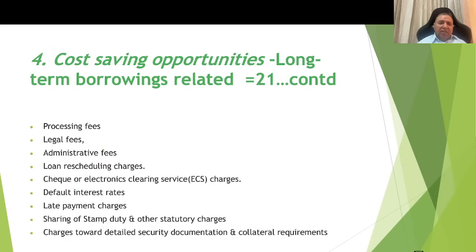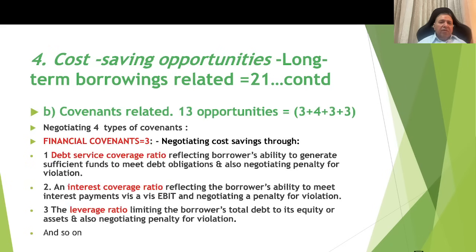Now these are the charges which normally FIs or the banks impose, but one has to read between the lines and then negotiate these. Number 2 is covenants related. There are 13 opportunities. There are primarily 4 types of covenants, which I will take one by one. Number 1 is the financial covenants.